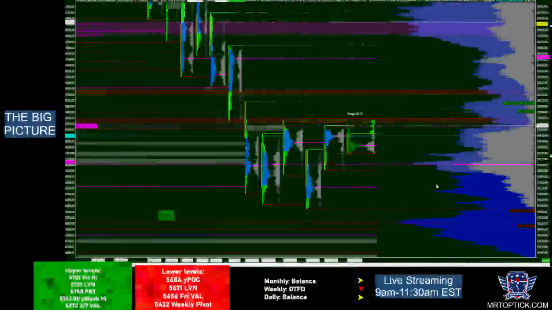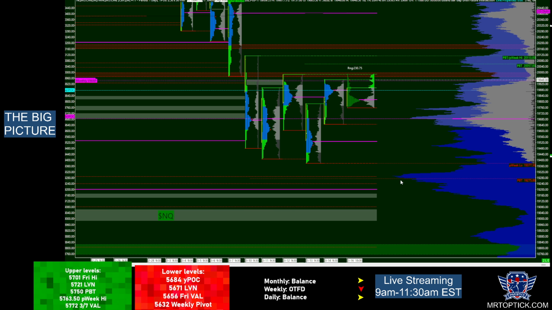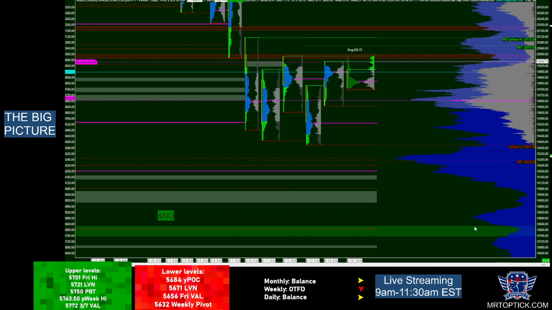below 19,300. Okay, and then from there I have this area as support, which is also an area where we had single prints before. It's right at the 19,000.